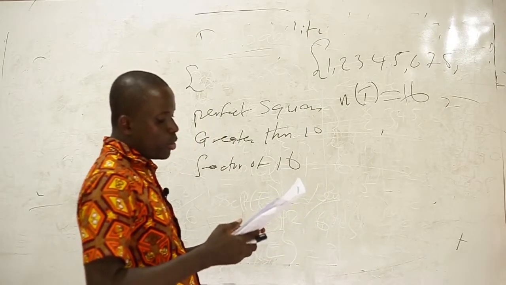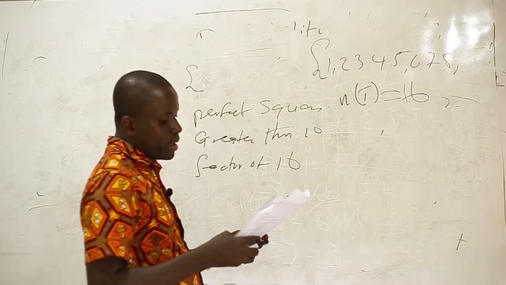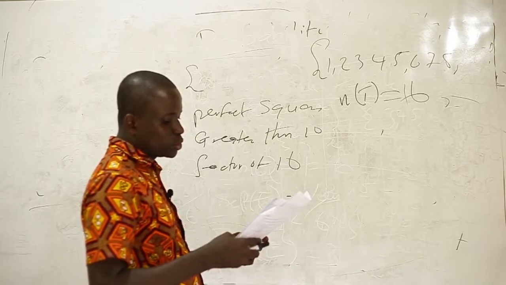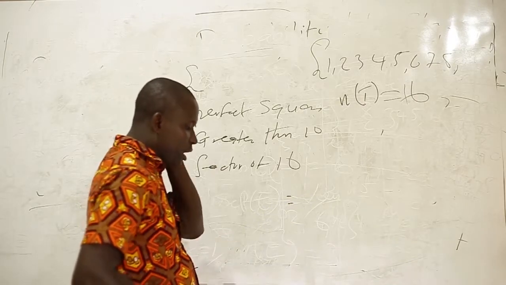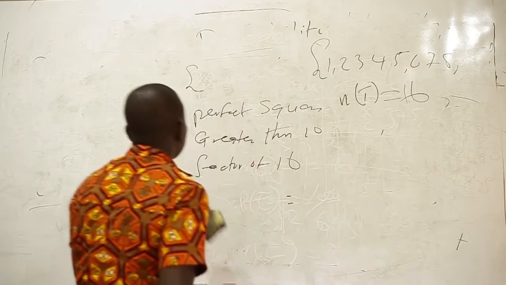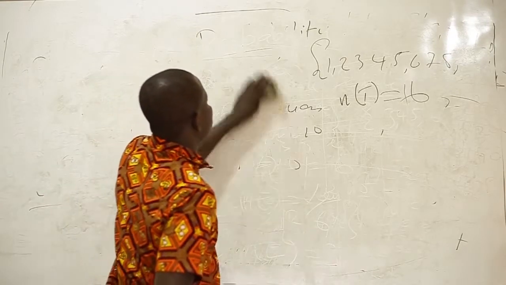Okay. Problem 8. A fair coin is tossed twice. What's the probability of obtaining the same outcome? A fair coin. Problem 8.